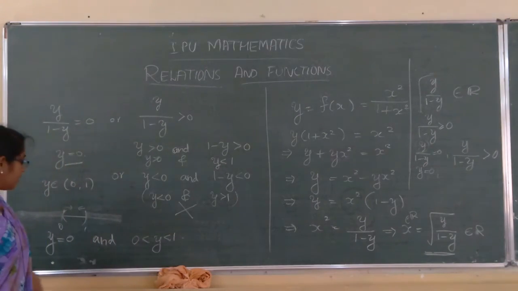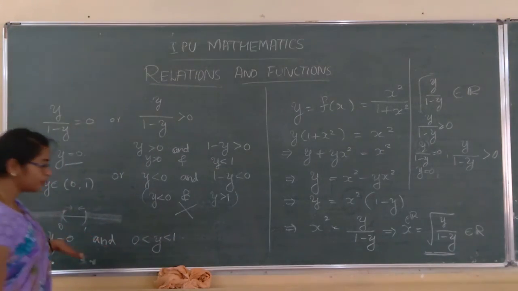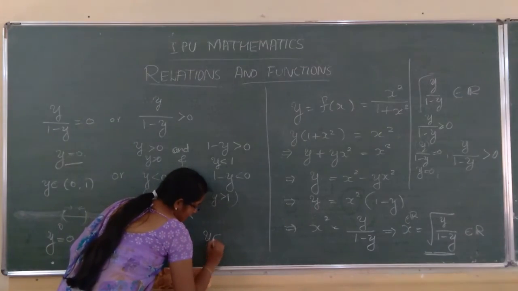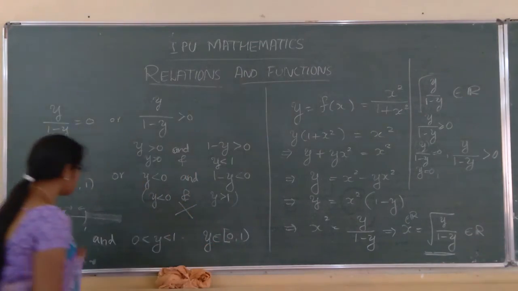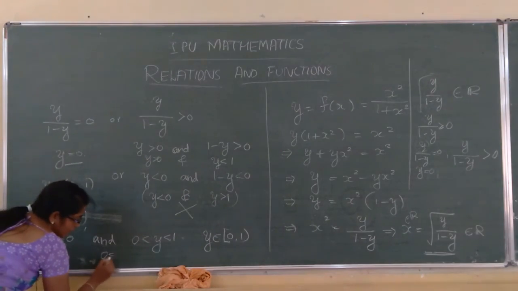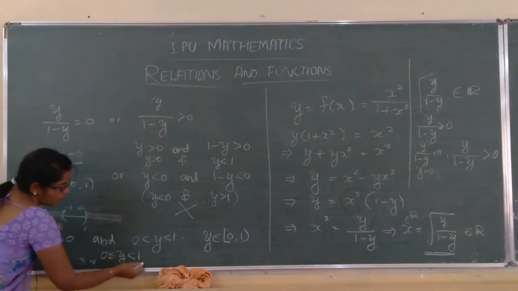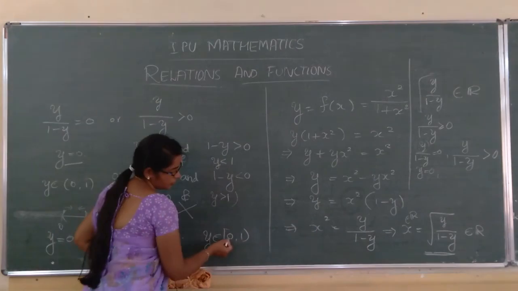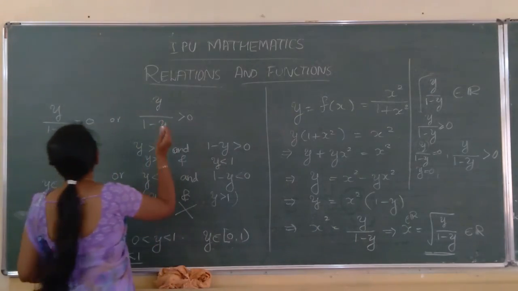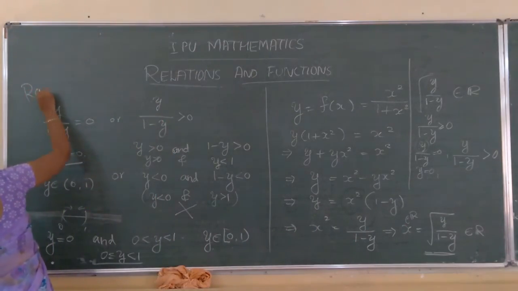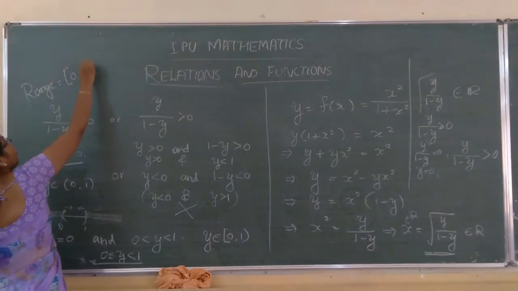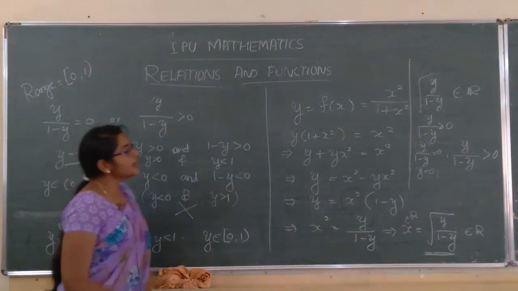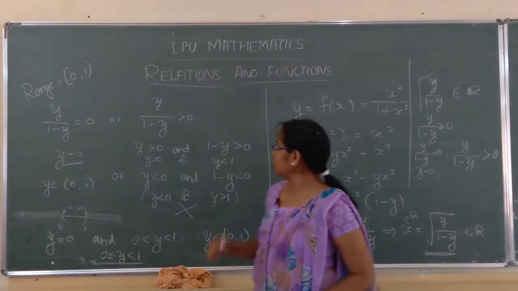What does that imply? The intersection of these two will give me y belongs to closed 0, open 1, that is 0 less than or equal to y strictly less than 1. So y belongs to [0, 1). So the range of this function is, what is the range? Range is closed 0, open 1. This is the range of the function given here.